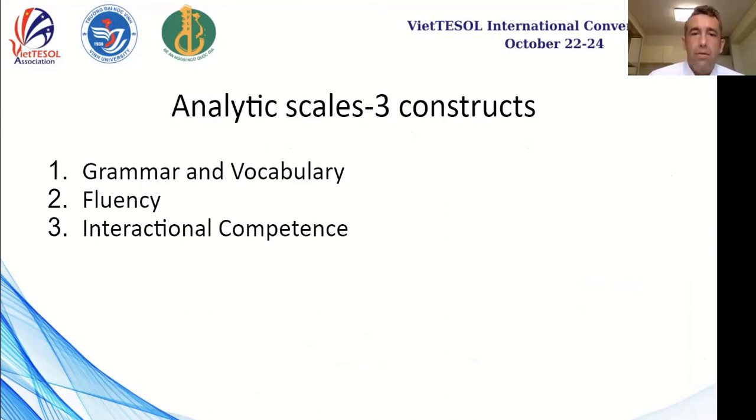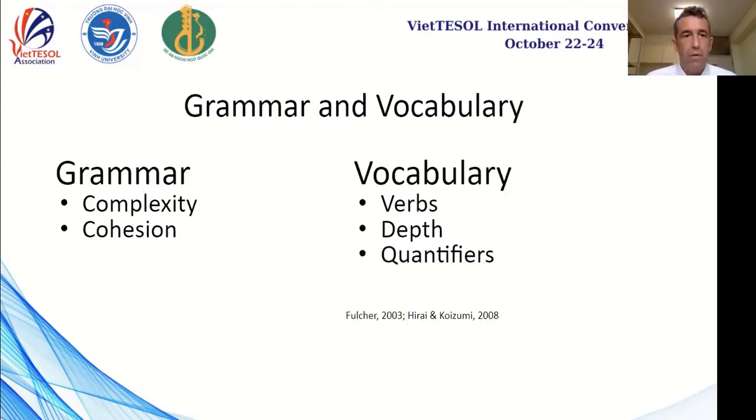The analytic scale that we are using has 3 constructs. It has the grammar and vocabulary, which we have linked together, and those are 1 criteria, then fluency, and then interactional competence. As far as the grammar and vocabulary construct, I will talk about the rubric a little bit and how the rubric measures the test taker's ability in the grammar and vocabulary construct.